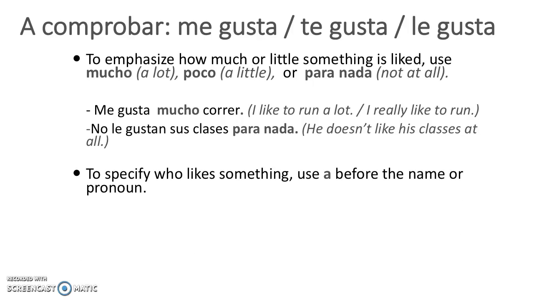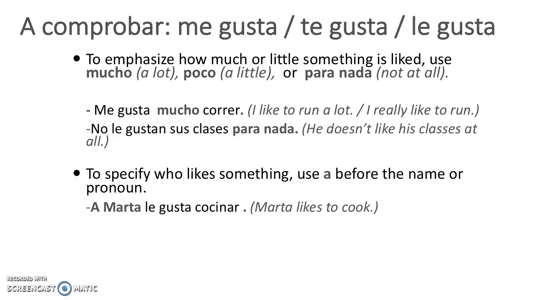Okay. And if we want to specify who likes something, you're going to use a before the name or the pronoun. And typically we only do this with le or les to clarify who it is we're talking about, because le could refer to him, her, or usted, right? The formal you. Les can refer to ellos, ellas, so both of the they pronouns, and ustedes, so you all.